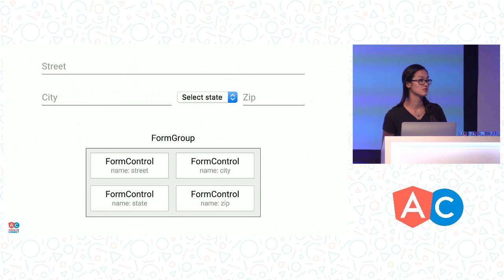Sometimes it makes more sense to think of a series of form controls as a group, for instance, an address. And that's where form groups come in. Form groups are collections of form controls that are registered by name. A form in itself is a form group. So here we have an address form group that consists of 4 form controls: street, city, state, and zip.